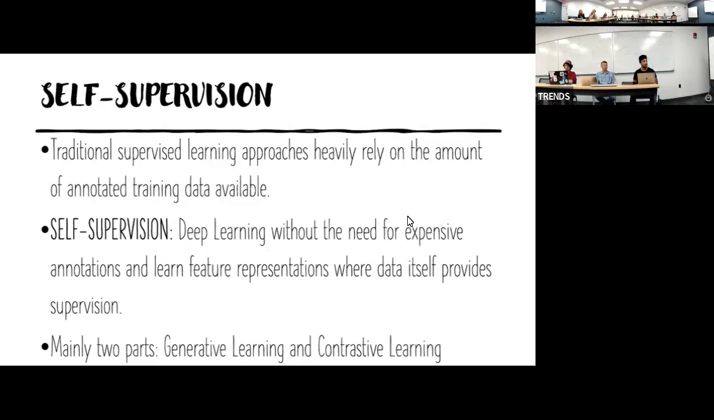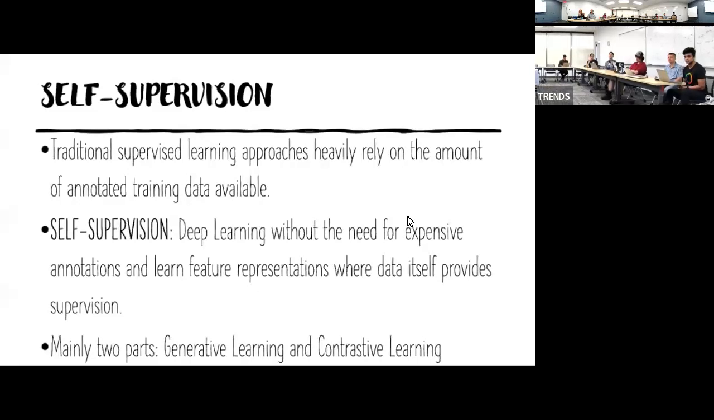So that's the reason you need techniques such that you can build your deep learning model and also have all your databases available. That's where self-supervision comes into the picture. Without requiring any expensive annotation for learning feature representations, you can use the data that you already have, supervise that data, learn from it, and then do whatever downstream tasks you want to do. Self-supervision mainly consists of two parts. The first part is generative learning, and the second part is contrastive learning.